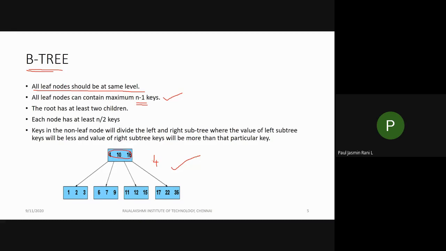The third property is that the root node must contain at least 2 children. So if this is your root node, it should contain a minimum of 2 children. That is your third property. And the fourth property is that each node has at least n by 2 keys. You have to check this at the time of deletion.